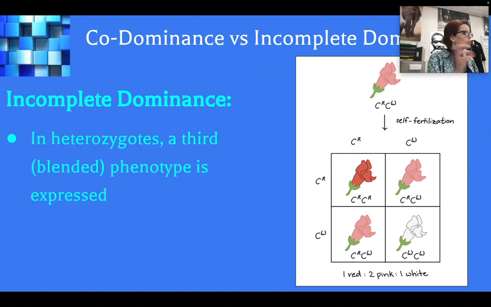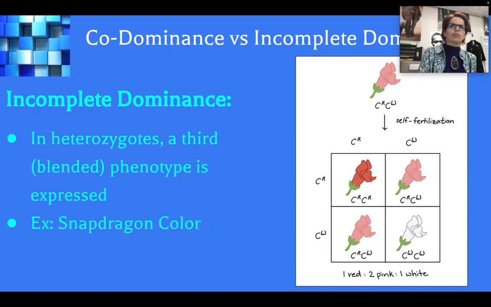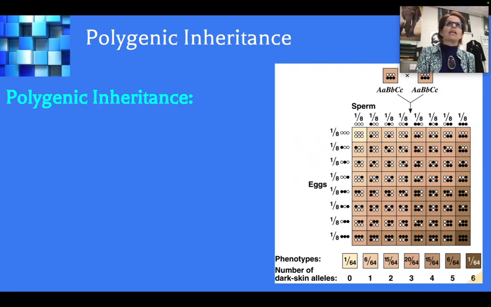So if you get a red from one parent and a white from the other parent, you get a snapdragon that is pink because the two traits blended. Polygenic, what does the prefix poly mean? Many. So these are traits that are controlled by many genes.